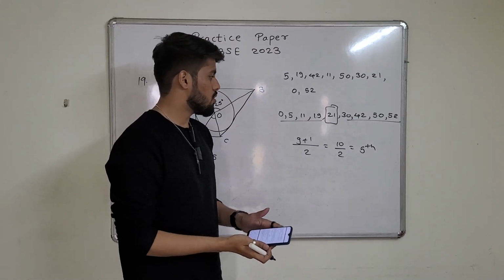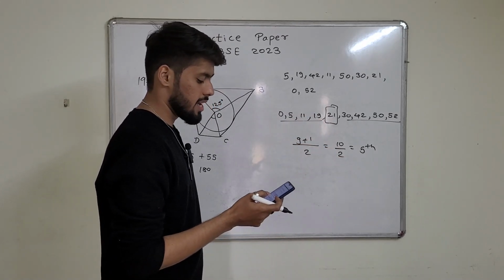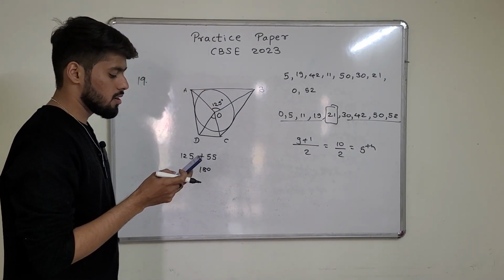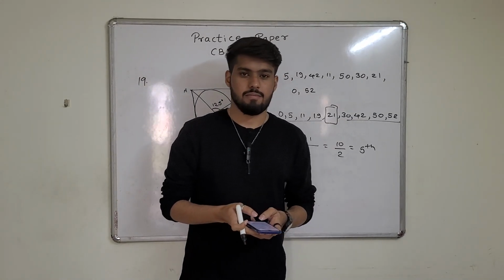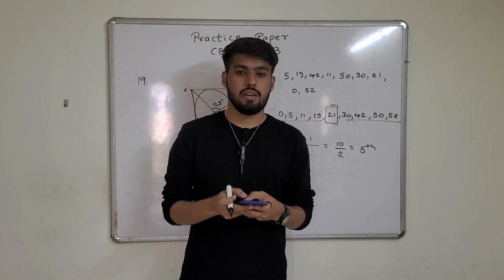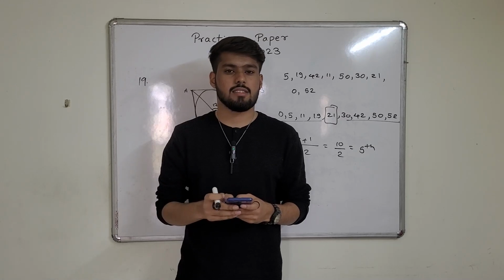So yes, the median is 21, the assertion is true, the reason is also true. So option A is the correct answer again. Both A and R are true, and R is the correct explanation of A. Yes, so that's all. We have completed the assertion reason section. Now let's go to the 2 mark section, that is section B.